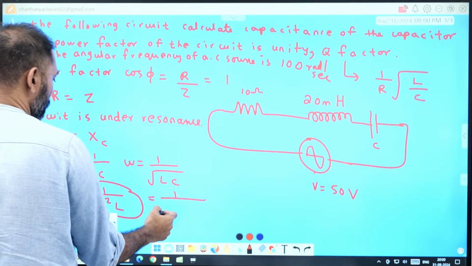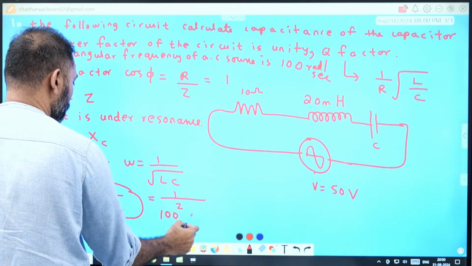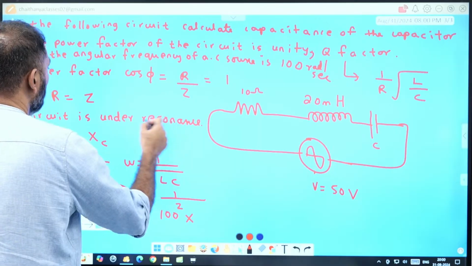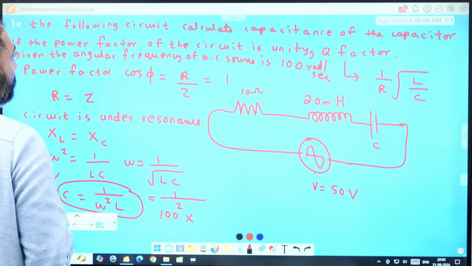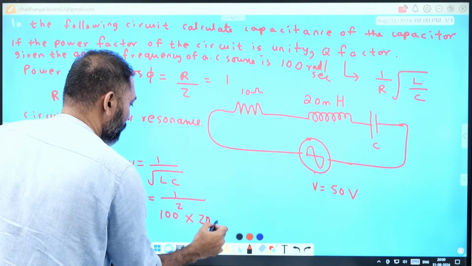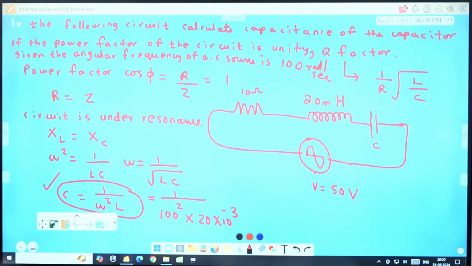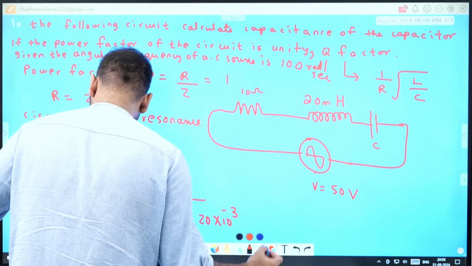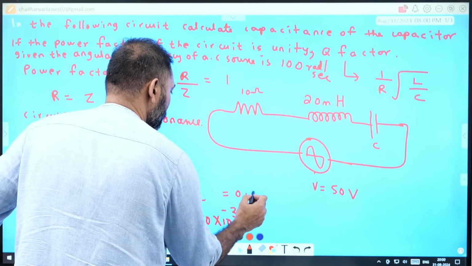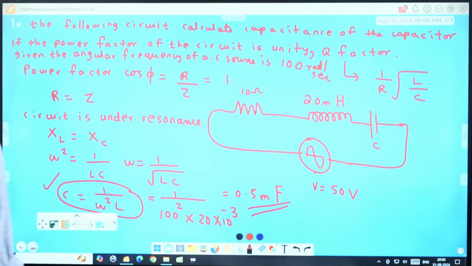So 1 by 100 square, omega is 100. So 100 square into the self-inductance, which is 20 millihenry, so 20 into 10 raised to minus 3. If you solve that, your capacitance value will be 0.5 millifarad. This is the capacitance value.